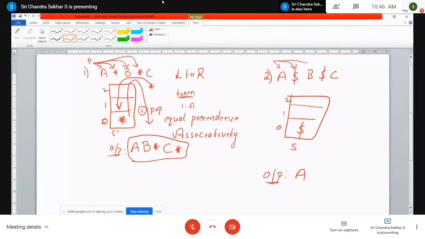Next, increment pointer, it is pointing to B. It is an operand, place it in the output. Now, increment pointer, the incoming operator is dollar, and there is also an operator on the top of the stack. It is also a dollar symbol, right? Now you have to check the precedence of the incoming operator, this dollar, with the precedence of the top element, this dollar. Since the precedence of both these operators are equal, then you have to go for the associativity rule.